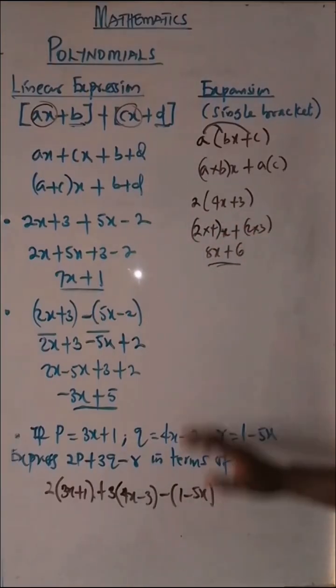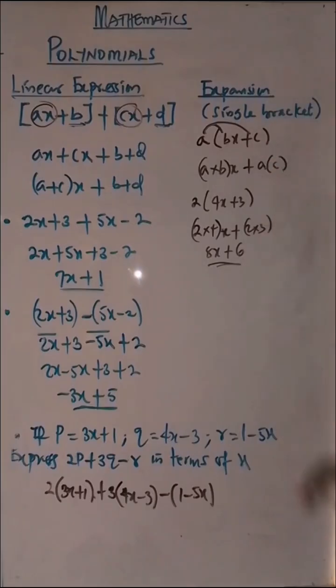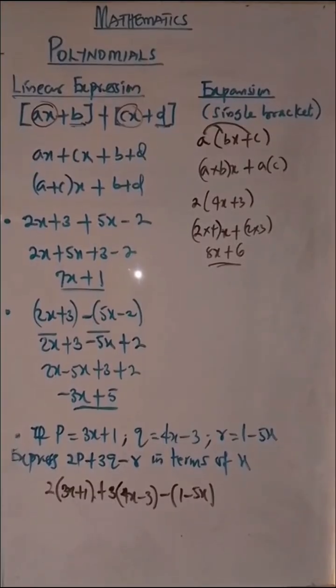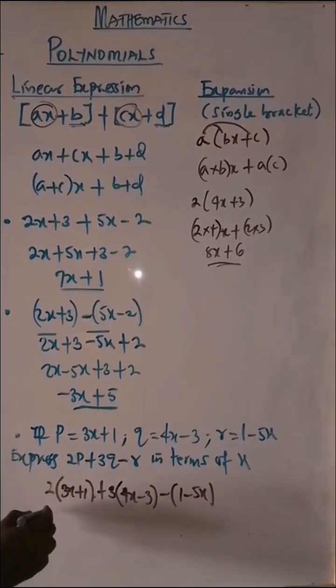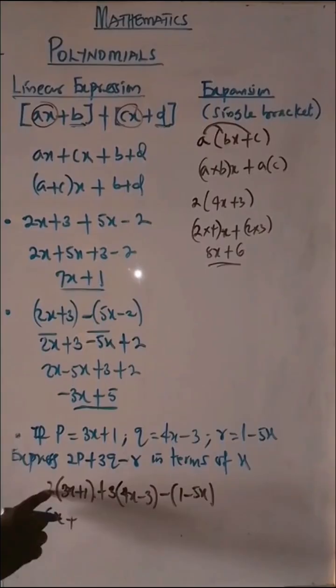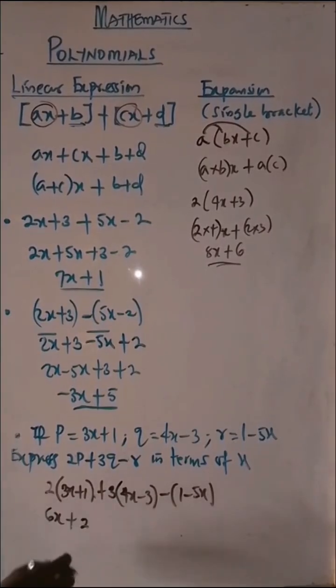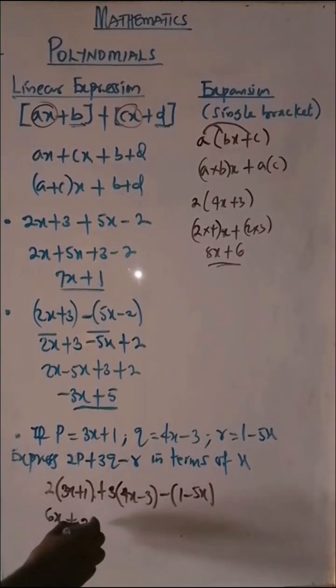Let's solve this question and let's take more examples under this expansion with a single bracket, because some are more confusing than others. Now let's continue. Based on what we did here, 2 times 3, 6. So I'll write 6x here. 2 times 1, 2. I'll push 2 here. 3 times 4, I'll write 12 here.